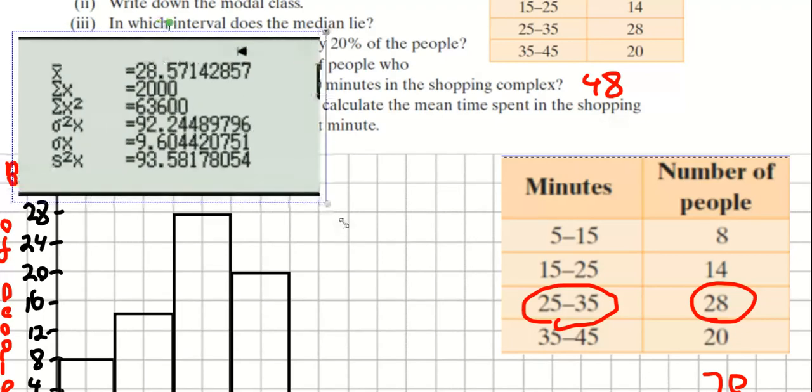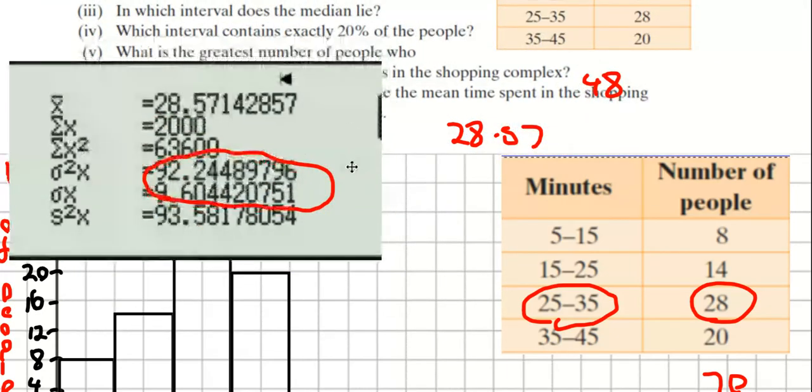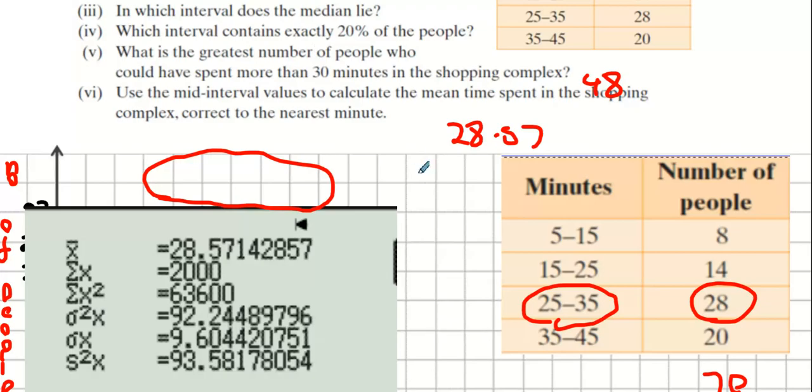Where's my mean? Mean is 28.57, and that will get me full marks. Does it say that? To nearest what? Nearest minute? 29.